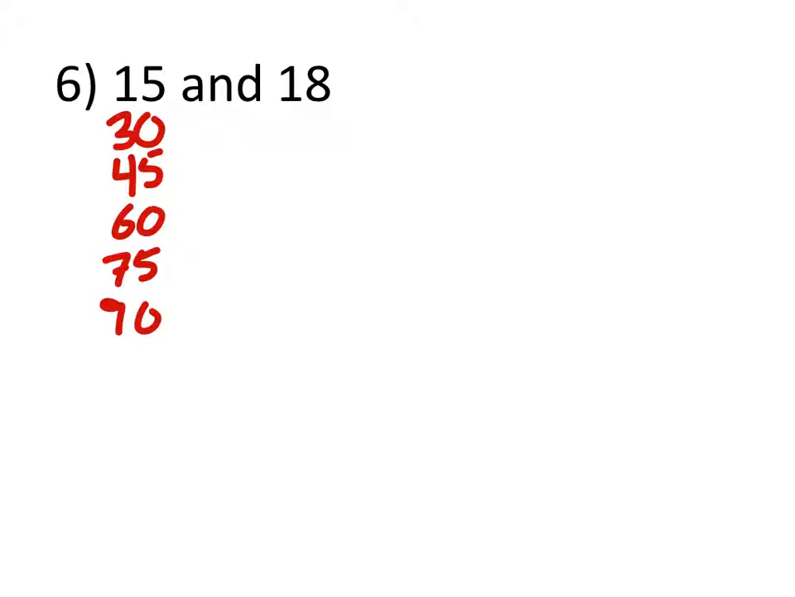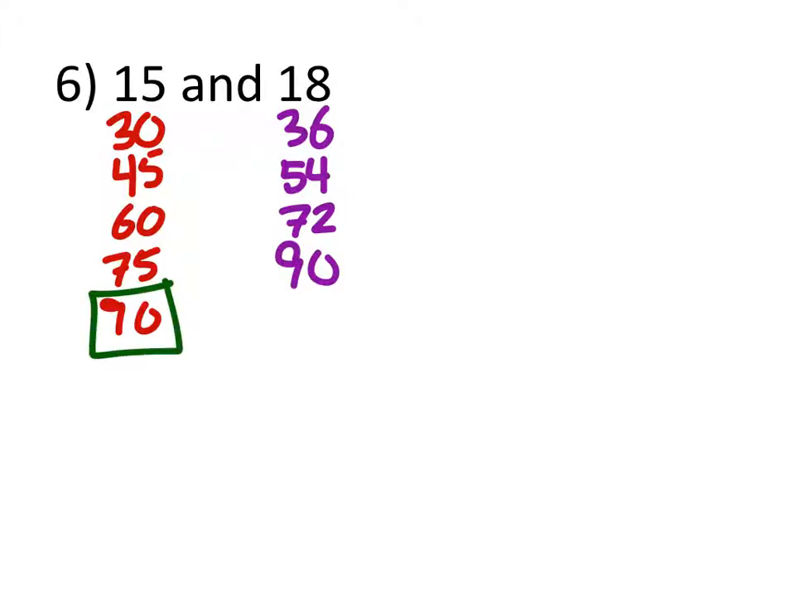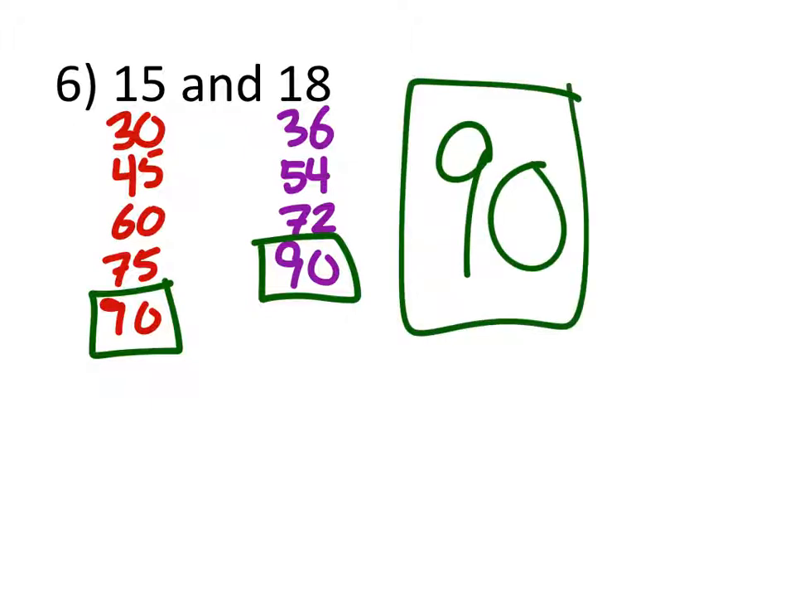Let's see if that's good enough. All right. So 18, 36, 54. I think I'm doing that right in my head. Another 18, 72. Another 18, bam, 90. There it is. We went just exactly far enough. 90 is our common multiple.